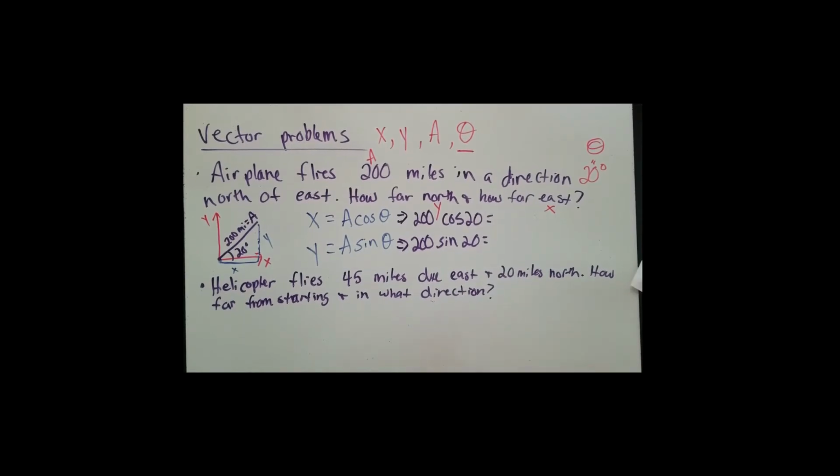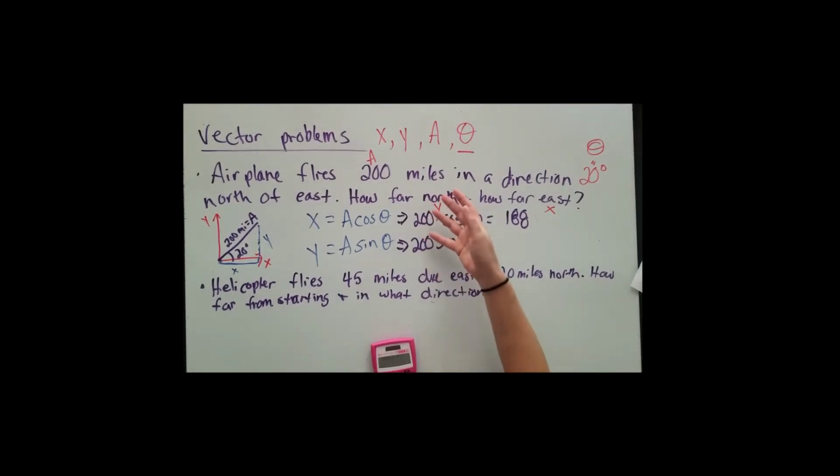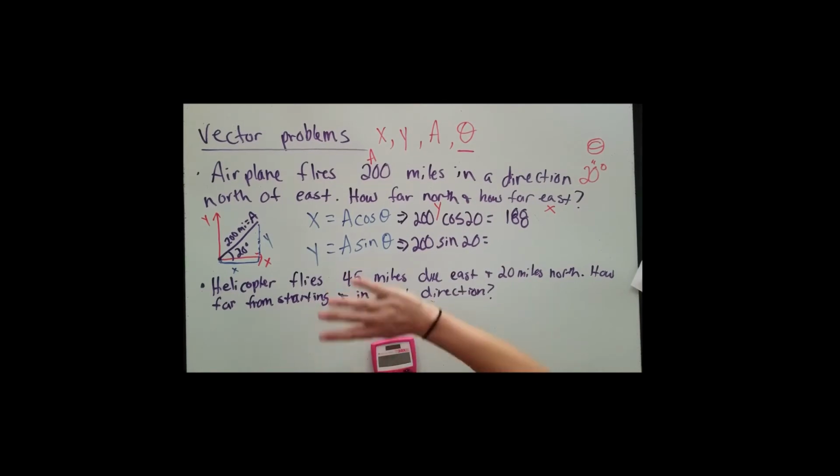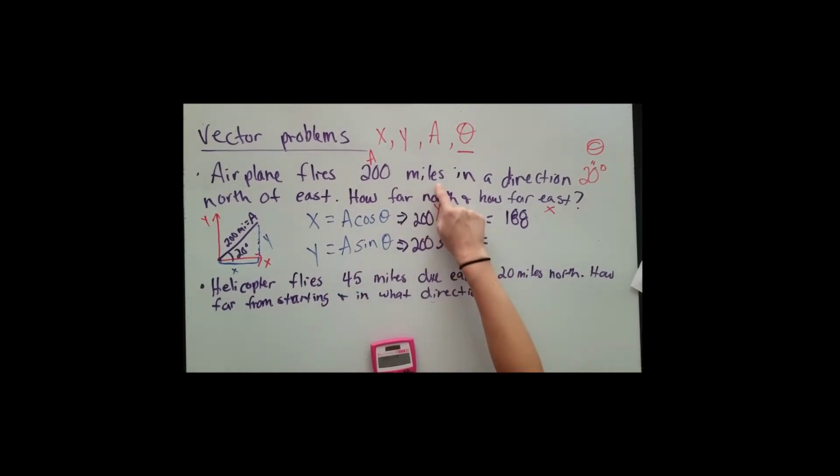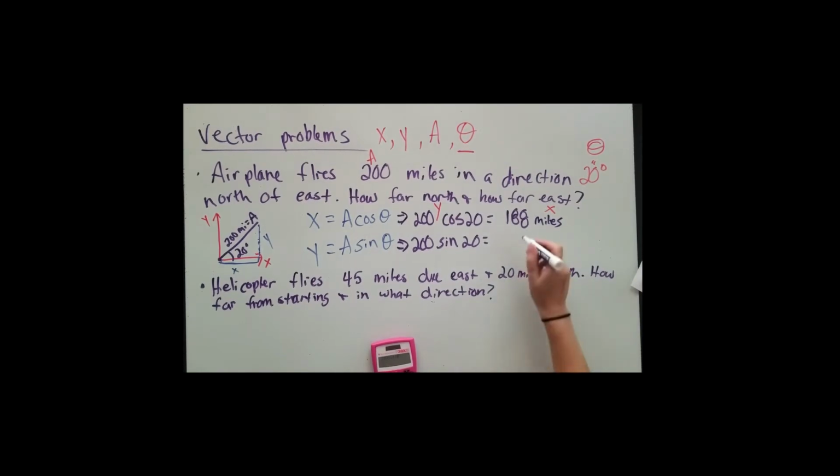Make sure my calculator's in degrees. It is. So 200 cosine 20, and I get 188. Now the nice thing about these vector problems is you don't have to convert. Notice we're in miles, and for a lot of our physics problems, we want to be in meters. That would require a conversion. Vector problems are nice because you just keep it in the units it's in. So if it gave me miles in the question, miles are the units on my answer. So it's saying 188 miles east, or in the x direction.